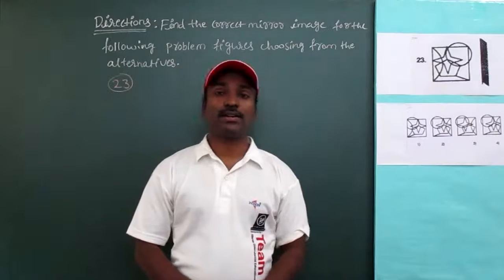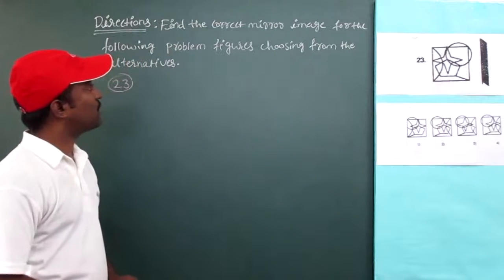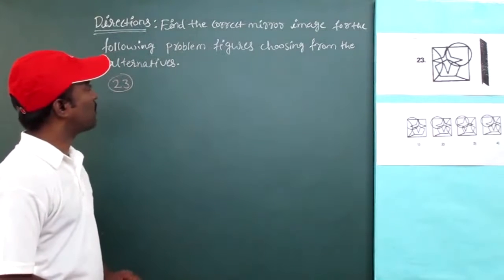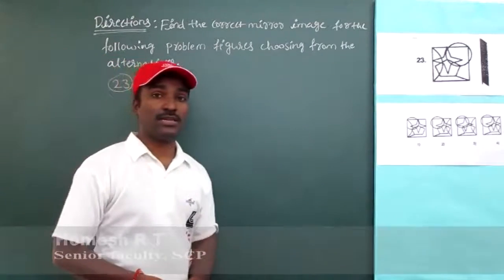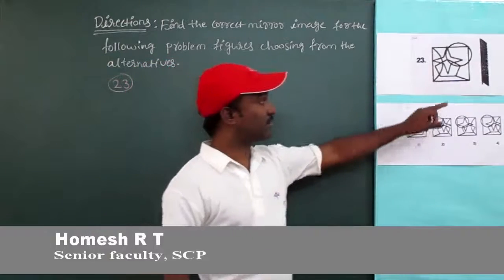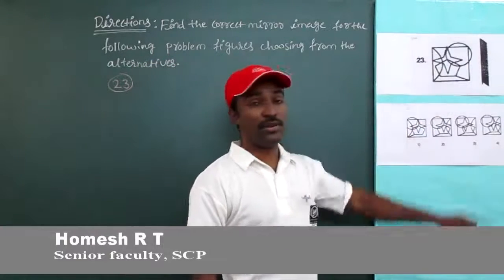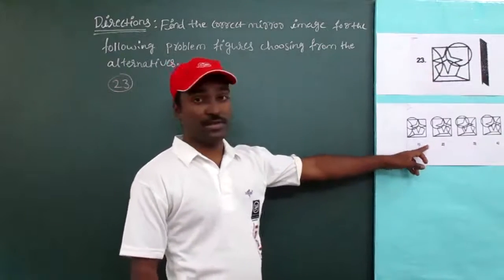Well friends, here is problem number 23 and the given direction is: find the correct mirror image for the following problem figures, choosing from the alternatives. So this is the given direction. Now coming to the problem, here they have given a figure and we have to find the mirror image of this figure, and four alternatives are given like this.